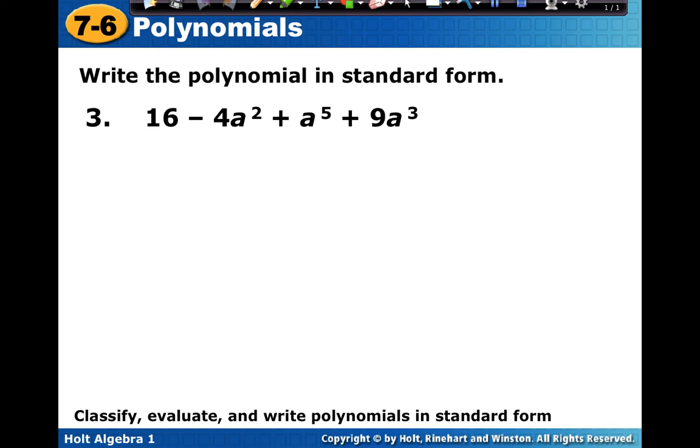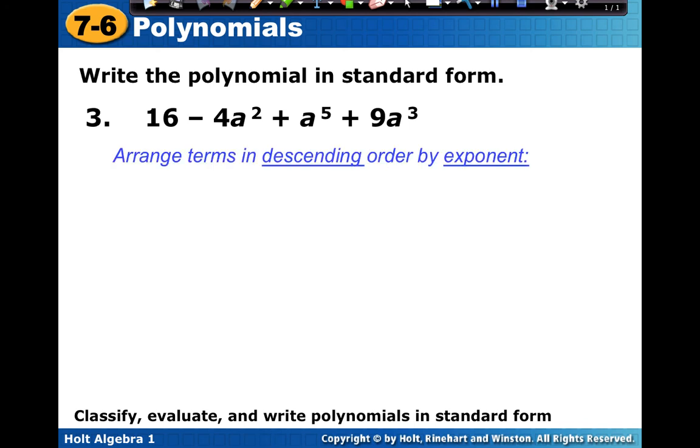All right, hopefully you've had a minute to try this. Again, we're going in descending order by exponent. Notice we have only a's, so we're going to look at the exponents of a. A to the 5th is our highest exponent, and we're going highest to lowest. So a to the 5th goes first. And then a to the 3rd is the next highest exponent, so we put plus 9a to the 3rd.